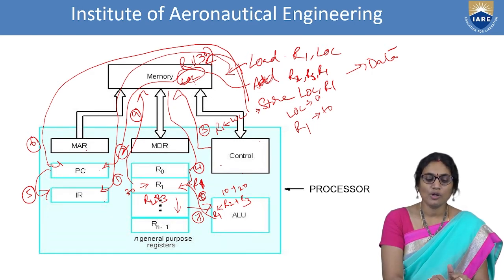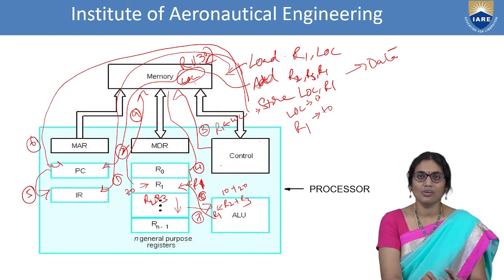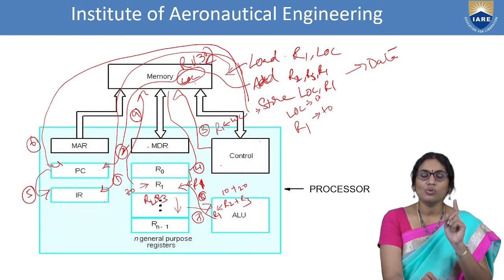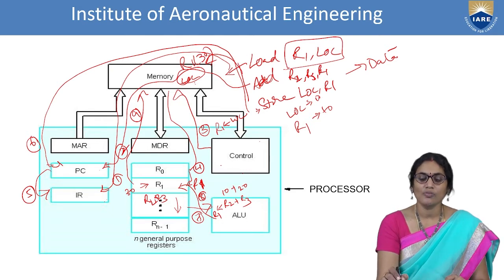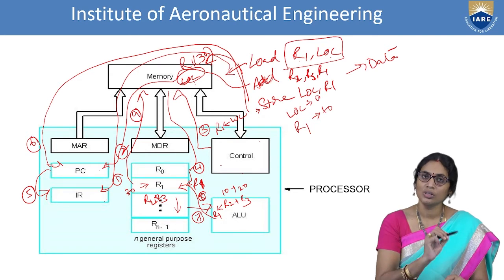Now MAR and MDR play a key role in identifying where to store the data in memory and which one to call up from the memory. For example, the first one is R1 comma LOC loading. That means the data of LOC is loaded into R1. That means I am storing the data of LOC into R1.